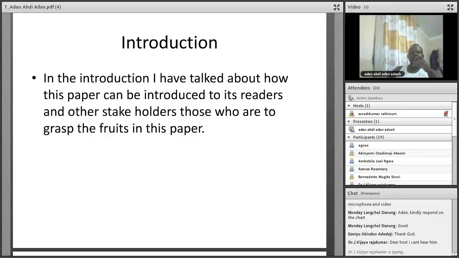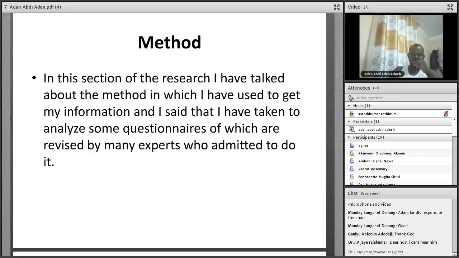Introduction. Okay, I have talked about how this paper can be introduced to its readers and other stakeholders, those who will grasp the fruit in this paper.